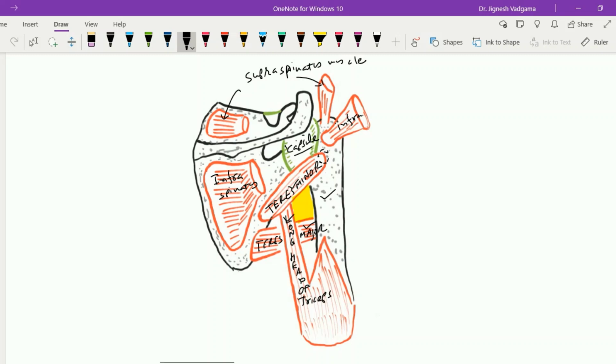and a very important nerve called the axillary nerve passes through it, and this axillary nerve is going to supply the teres minor muscle also. Along with the axillary nerve we find the posterior circumflex humeral vessels.